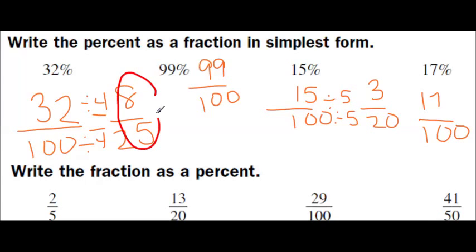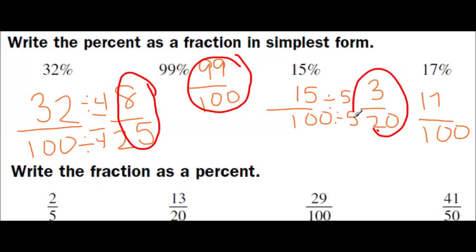So here are your 4 answers. Sorry, the circles are a little bit off. You can check yourself to see what you did. If you were off a little bit, if you didn't simplify, if you didn't divide right, that's going to be a big problem.